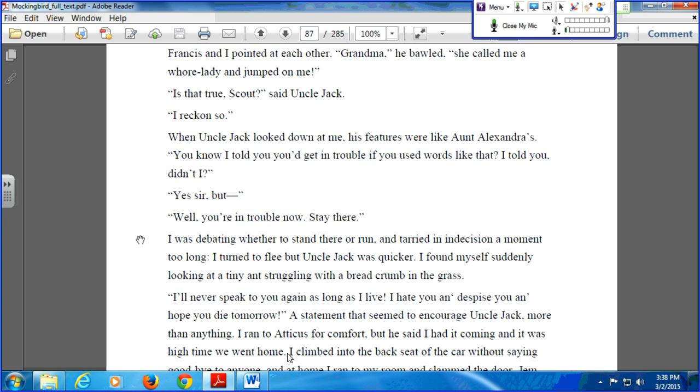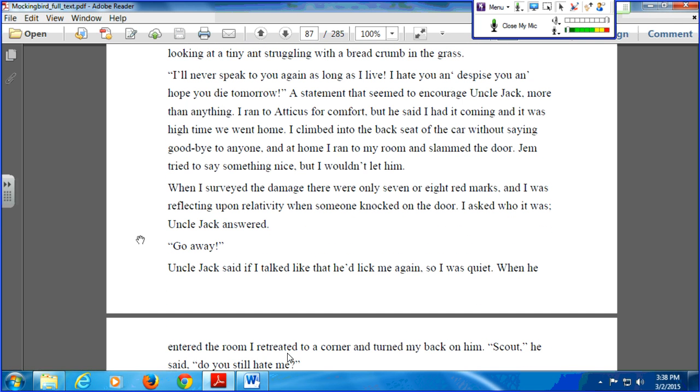"I'll never speak to you again as long as I live. I hate you and despise you and hope you die tomorrow." The statement like that seemed to encourage Uncle Jack. Before anyone recovered, he decided it was high time we went home. I climbed to the back seat of the car without saying goodbye to anyone. When I was at home, I ran to my room and slammed the door. Jem tried to say something nice, but I wouldn't let him.